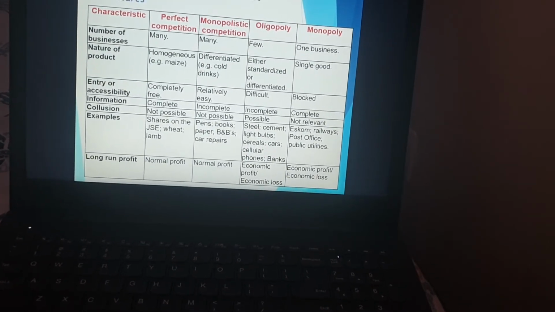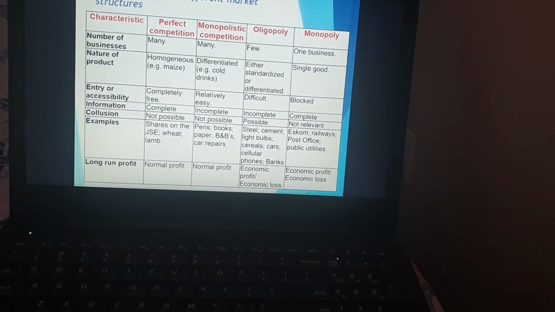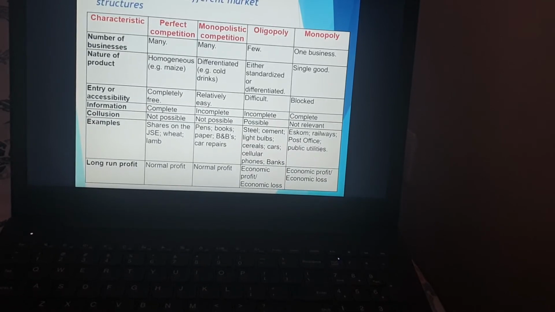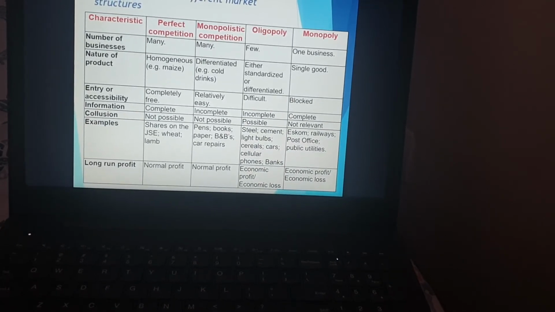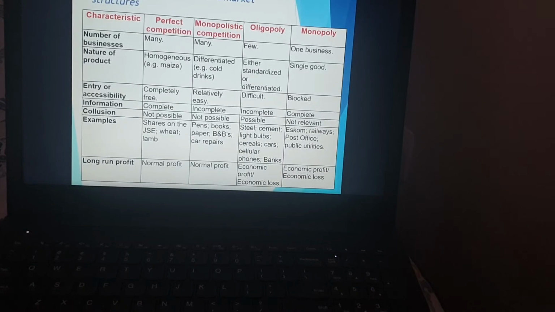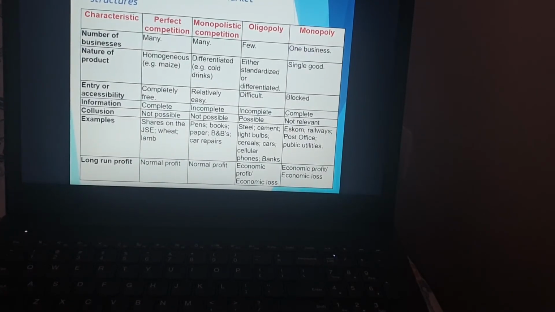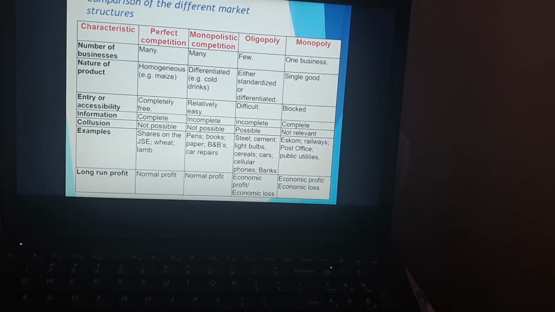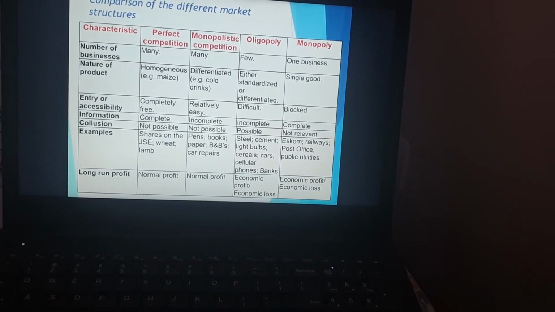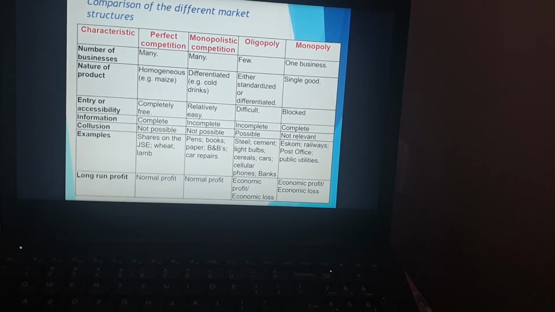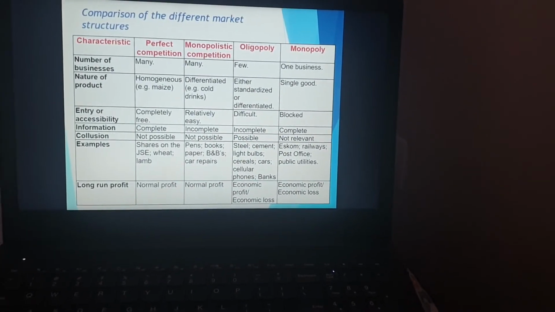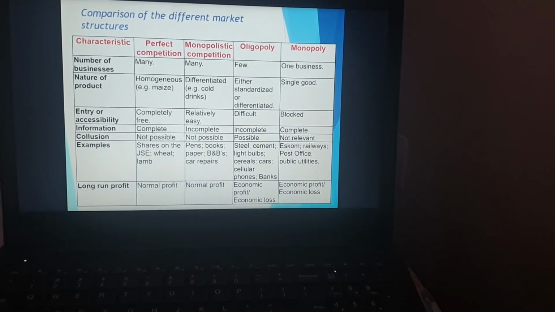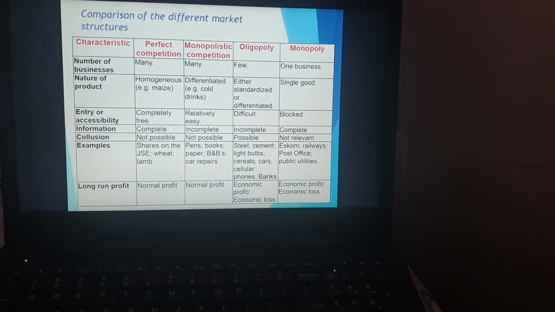Information in the perfect competitive market is complete. For a monopolistic competition, it is incomplete. Oligopoly, incomplete. And monopoly, is complete. Collusion is not possible in any of the other markets, only in an oligopoly. Okay, it's where firms get together and they fix the prices. So here the consumer, the buyer, will always be disadvantaged.